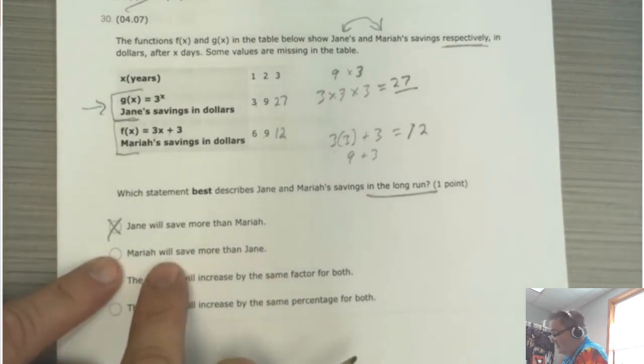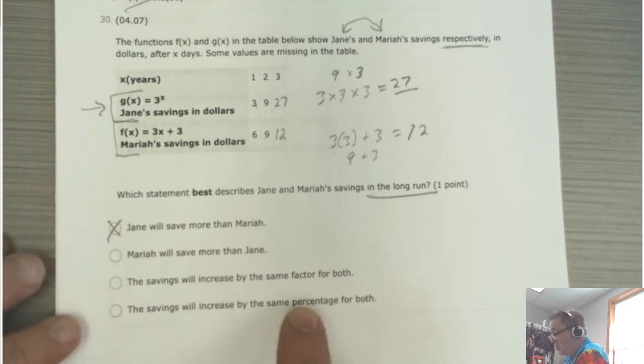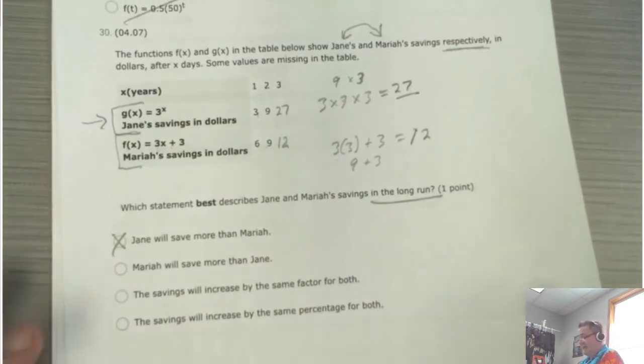Does Mariah have more? No. Savings increased by the same? No. Same percentage? No. Jane's is going up faster. So it's the one about Jane.